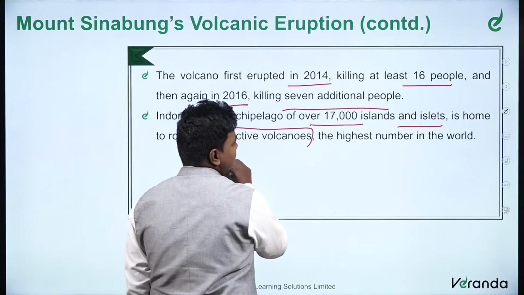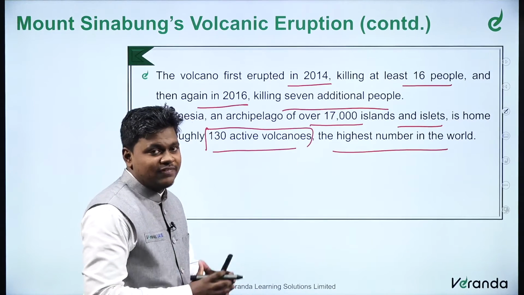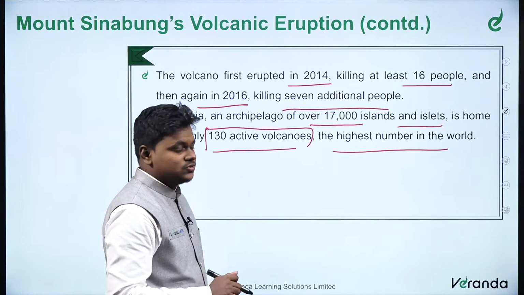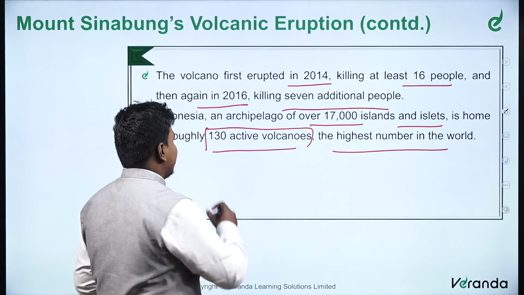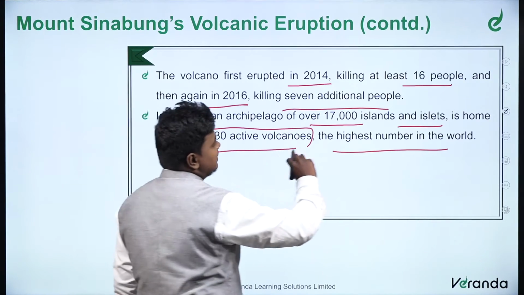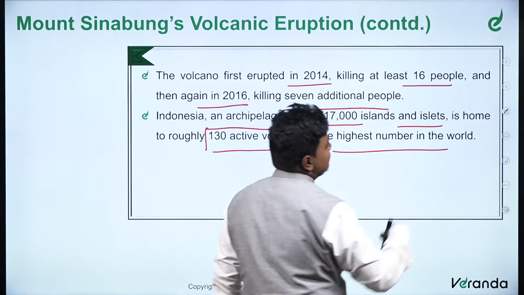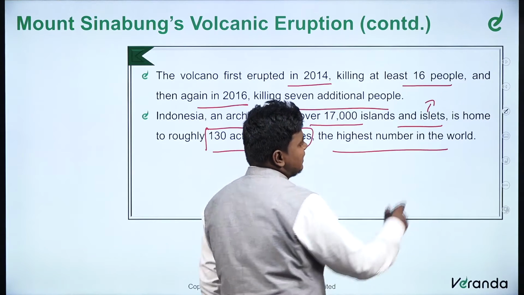Further, Indonesia, an archipelago of around 17,000 islands and islets, is home to roughly 130 active volcanoes, the highest number in the world. So this Indonesia, which is a group of archipelago, has around 130 active volcanoes. That is why Indonesia is very much worried about volcanic eruptions. We have 17,000 islands and islets. So what are islets? It is an island-like structure where human habitation cannot happen. That is called an islet.